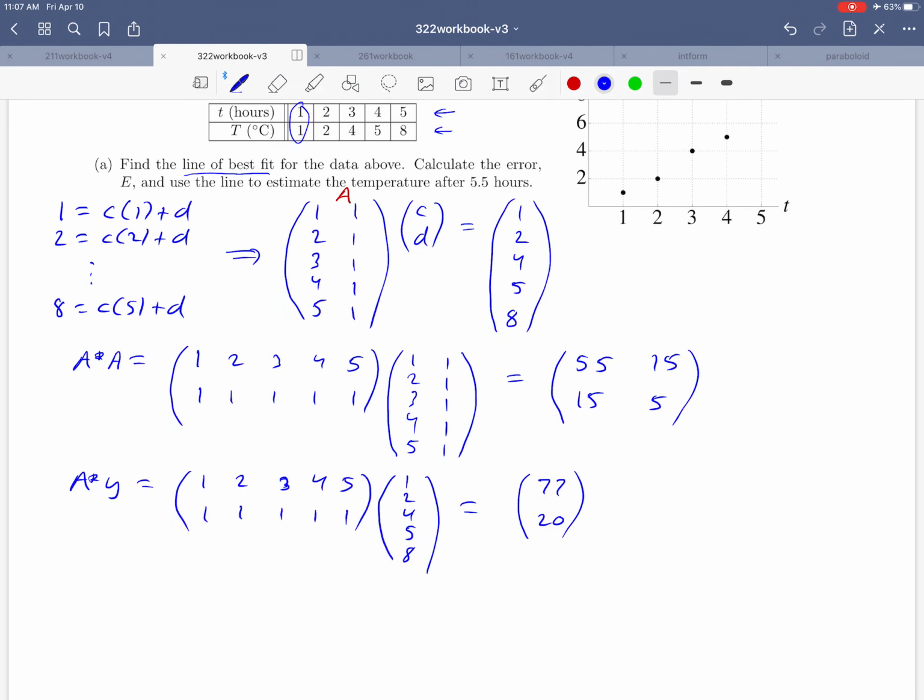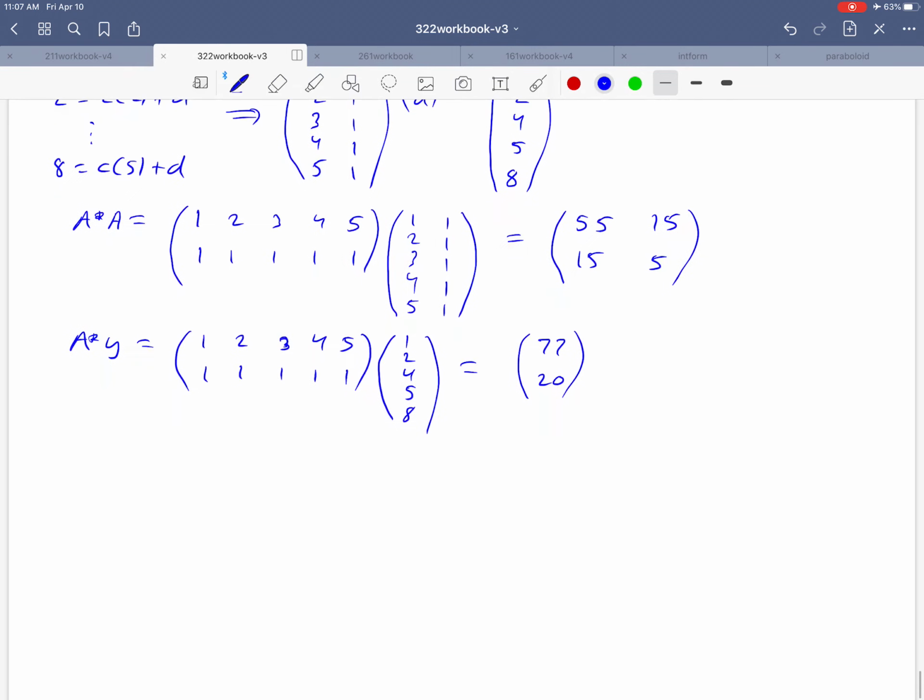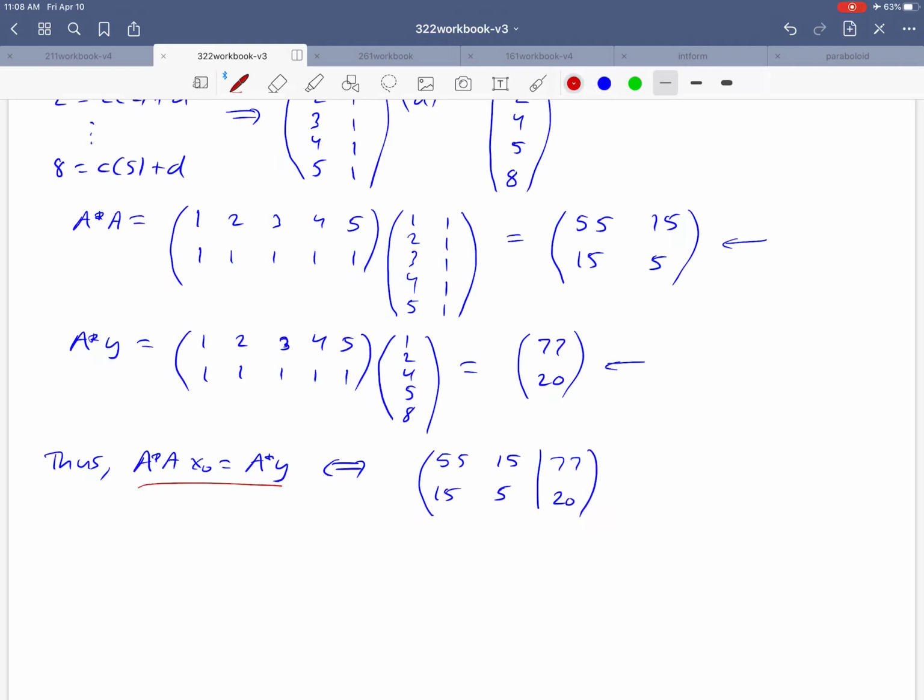Again, the system that we're trying to solve looks like A star A times x naught equals A star Y. If we write out that system using these two calculations that we did above, our coefficient matrix over on the left is going to be 55, 15, 15, and 5. Let's write this as an augmented matrix. The right-hand side is going to be 77 and 20. That's the system that we're really talking about when we look at this equation over here.